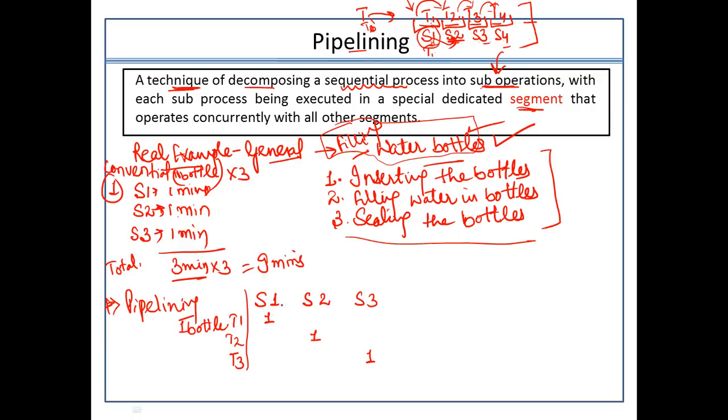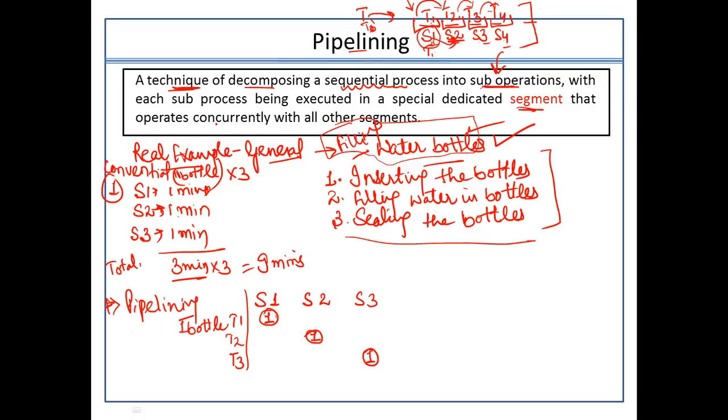Okay, so this is actually happening here. But what is going to happen here? See, with each sub process being executed in a specially designated segment, this was the first segment, this was the second designated segment. Segment 1 can only proceed to segment 2 if it is done. If it is not done with the task, it will not proceed to the other segments.